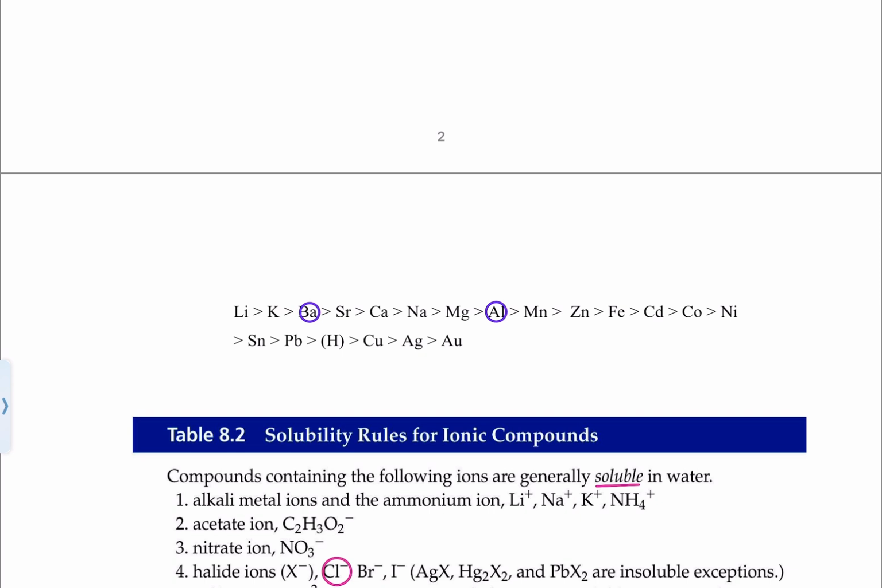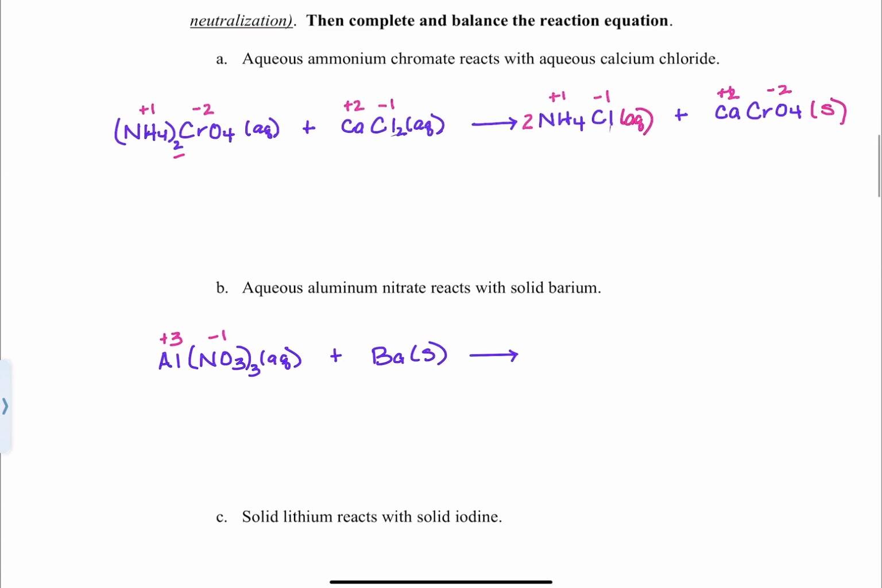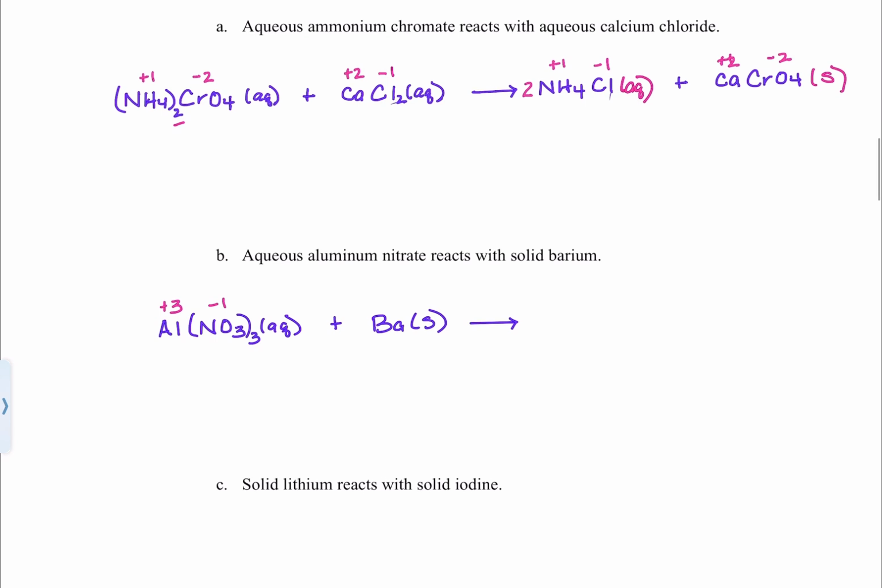Barium is more reactive than aluminum. Because barium is more reactive than aluminum, this reaction is going to occur. So the individual solid metal has to be more reactive than the one that's bound to the nonmetal in order for it to occur. If it's not more reactive, then the reaction is not going to occur. So a lot of you kind of got confused there. If it's more reactive on the activity series, that means the reaction is going to occur.